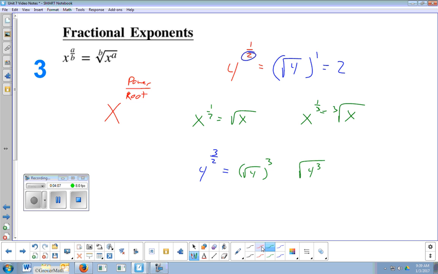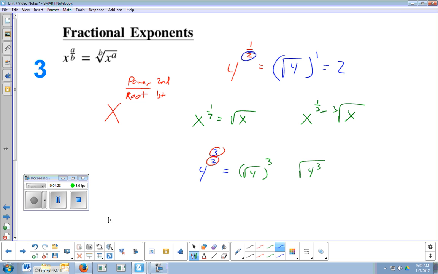Either way, the top of the exponent is the power, so that cubed it's going to be cubed. The whole thing's raised to the 3rd. The bottom means square root, and so you could do it in any order. I prefer to do the root stuff first, make the number smaller, and then make it bigger again with the power. So I like to do root first, power second, but it goes both ways.